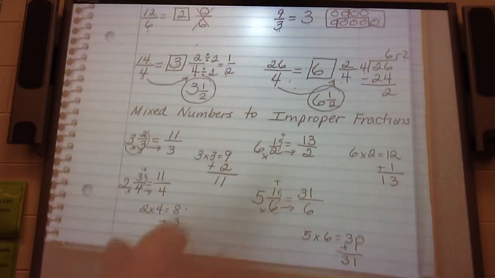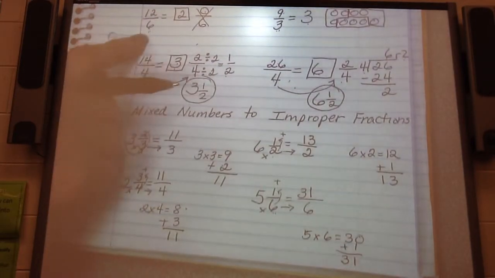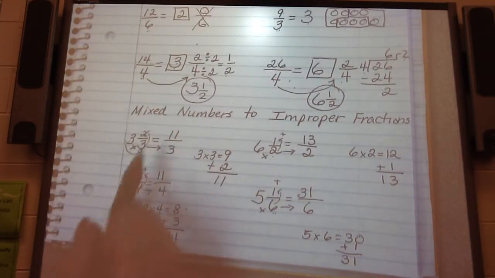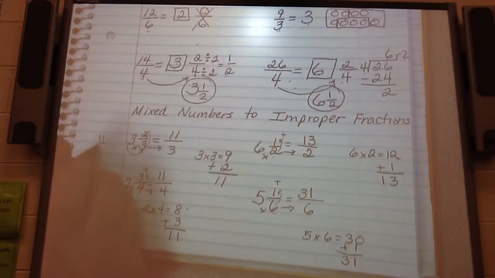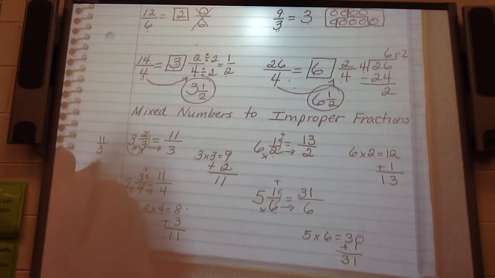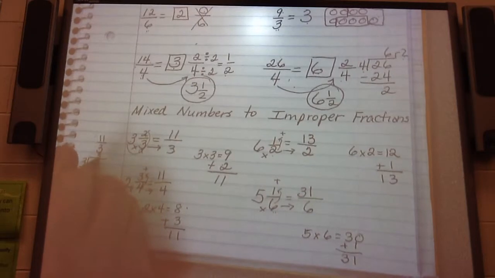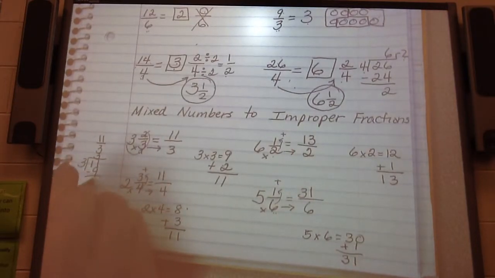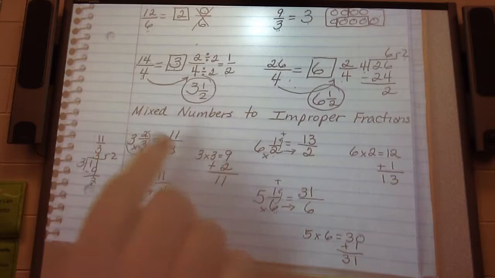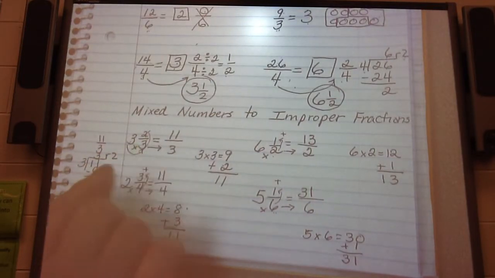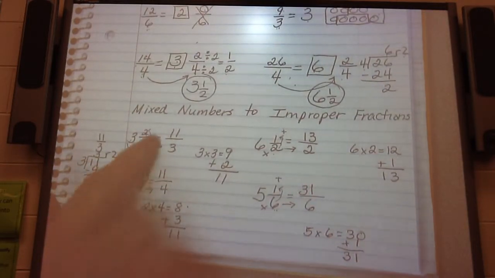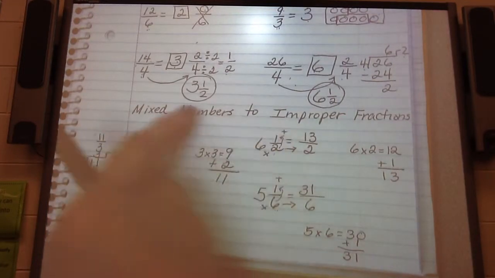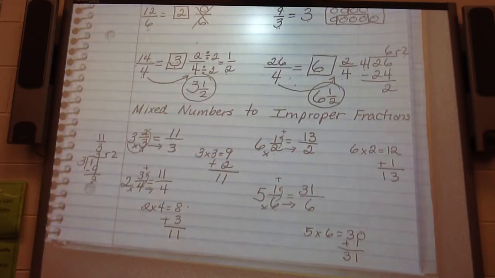Now what's really fun is if you do them backwards, like we did up here, that's the way you can check. Because if you look at 11 thirds, and I'll do it right out here, 11 thirds, 11 divided by 3, 3 times 3 is 9, with a remainder of 2. And look, 3 is the whole number, 2 is the numerator, 3 is the denominator. It works out just fine. So that's how you can check. You can check your improper fraction if it's correct by going back and forth. It works out great.